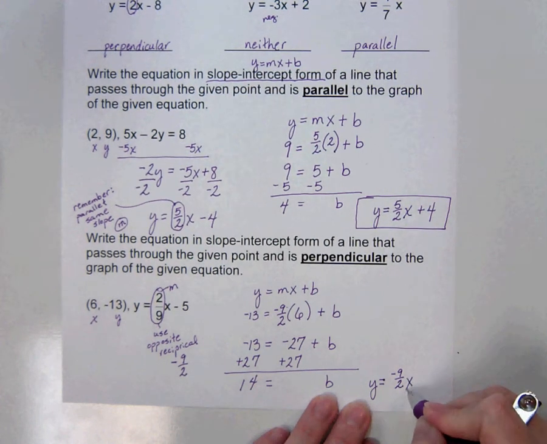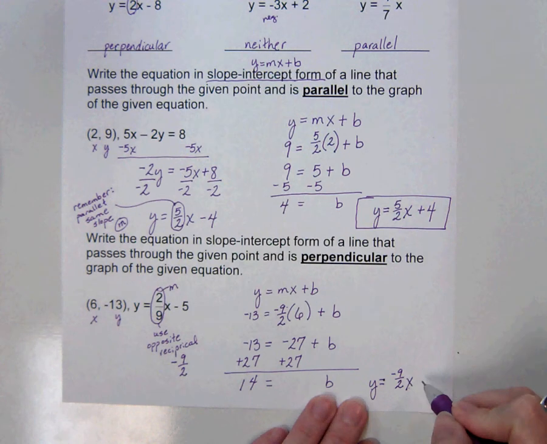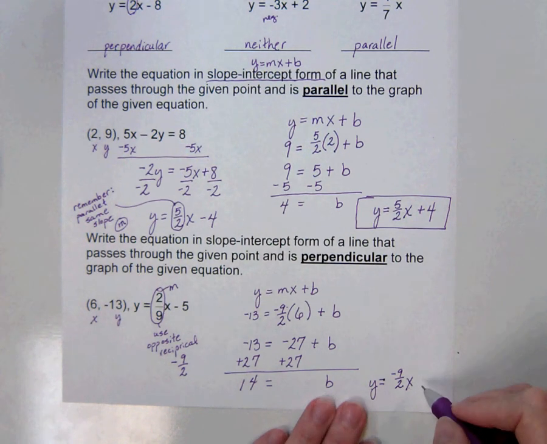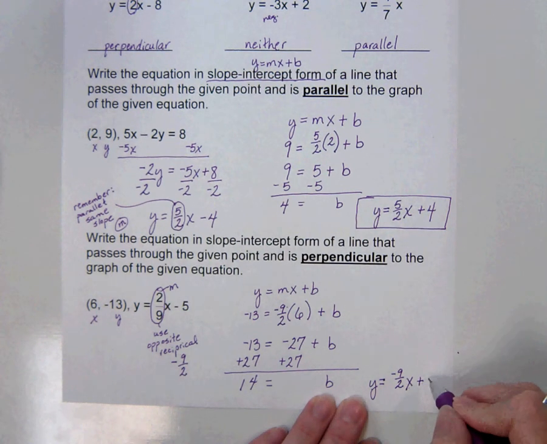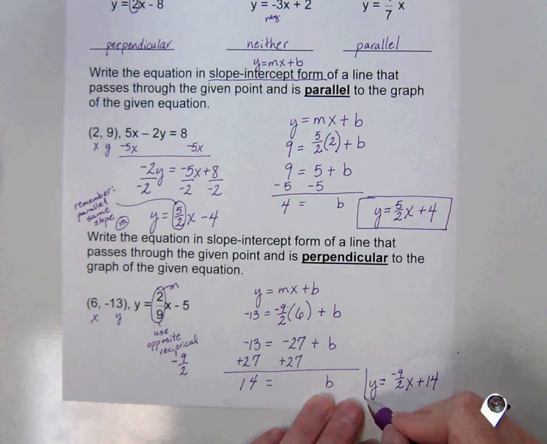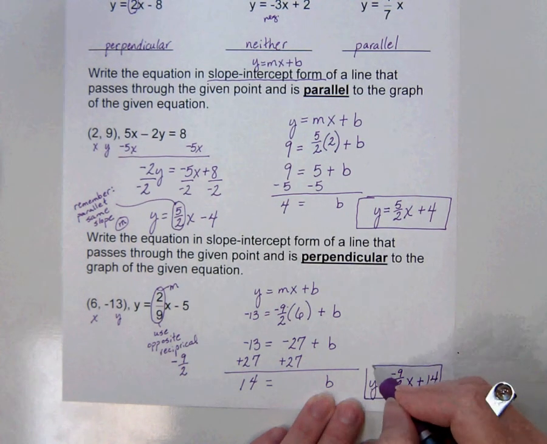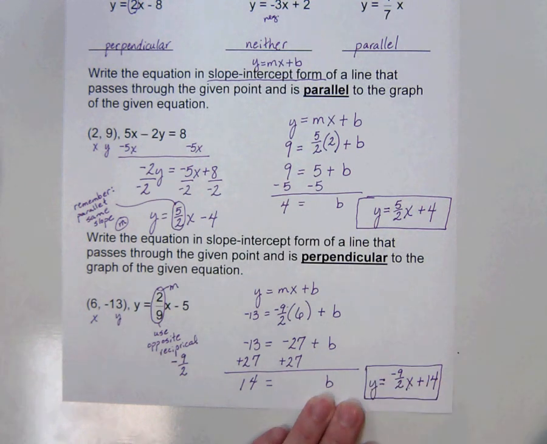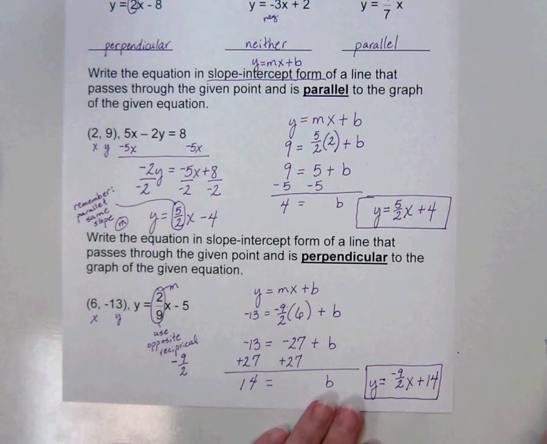Leave the x. The x and y are all your points on your line, so you don't really want to fill those in with numbers. We did fill them in with 6 and negative 13, but we don't need that right now. And then since the y-intercept is positive 14, we're going to put plus 14. This is your equation.